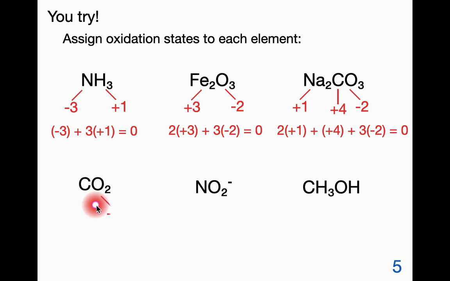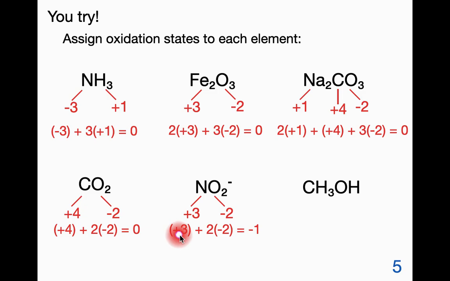Carbon dioxide: oxygen's a -2, so the carbon must be a +4. For the nitrite ion, the oxidation states need to sum to -1. So oxygen is a -2, so then nitrogen must be a +3. +3 plus 2 times the -2 gives us our -1.